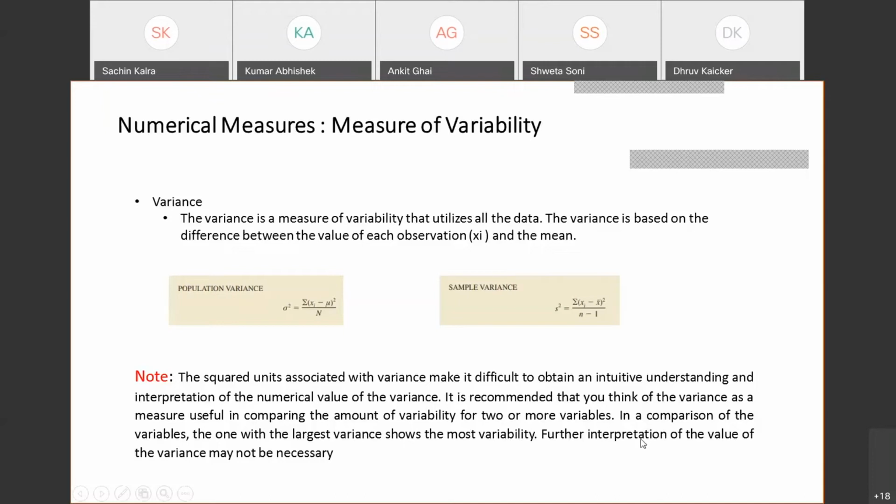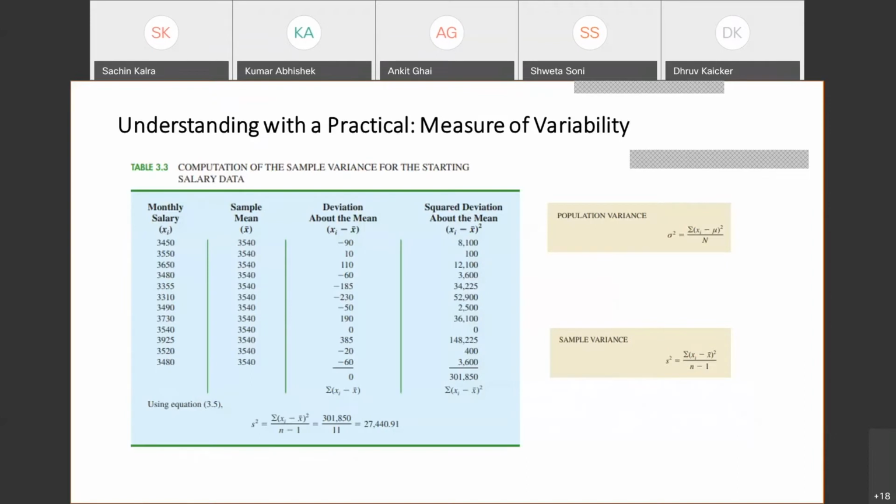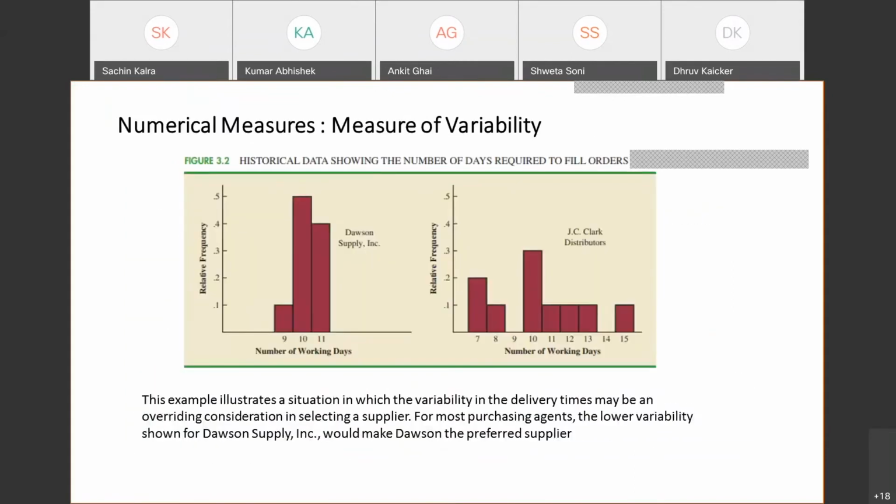Now, further interpretation of the value of the variance, apart from this, is just what variance is all about. Don't get too much into it. This is just variance. Yes, this is one example of salary, but let's go back to this distribution example. Both had the average days as 10, but Dawson Supply had less variability or variance. JC Clark had more variation. I'm not showing the calculations, I'm just telling the conclusion.